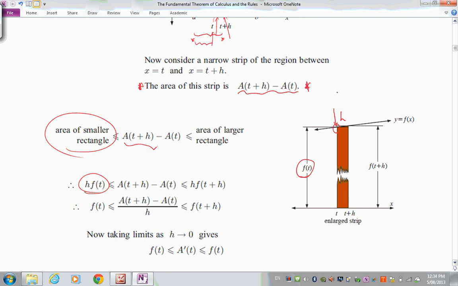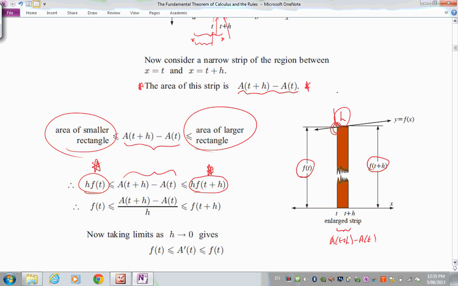And our actual area function in the middle is somewhere between that lower rectangle area and the upper rectangle area, which is, what height's it got? f of t plus h. Still by a width of h. So this is the area of the larger rectangle. Now, our difference function, giving us our strip, is A of t plus h, take A of t. So that value lies between these two, similar to upper and lower rectangle sums before.